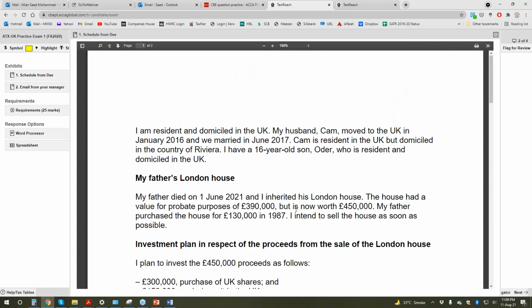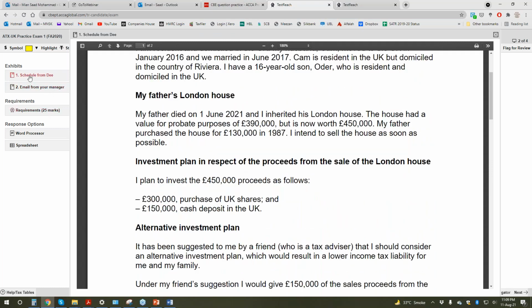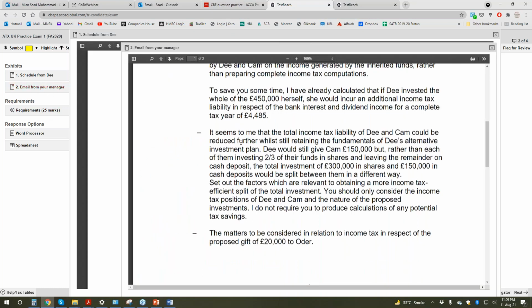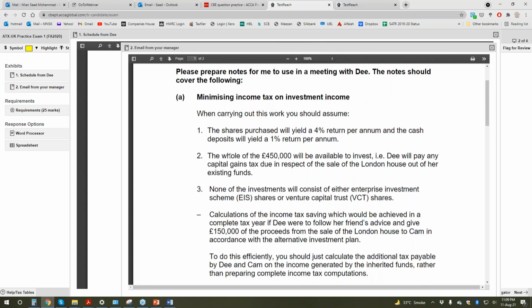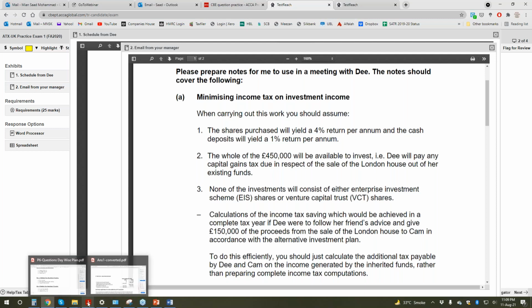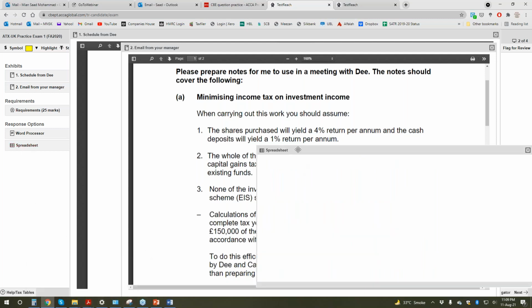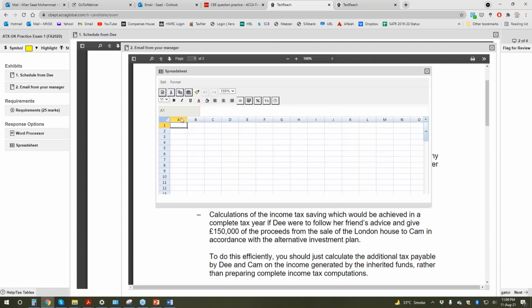Now, getting back to the question, let's quickly go through the requirements again to see from which point I have to start. First of all, the shares that one will purchase will have a 4% return per annum, and the cash deposit will have a 1% return per annum. So guys, let's quickly use the spreadsheet and do the calculations of what one will be earning and what the tax savings are that they can achieve.